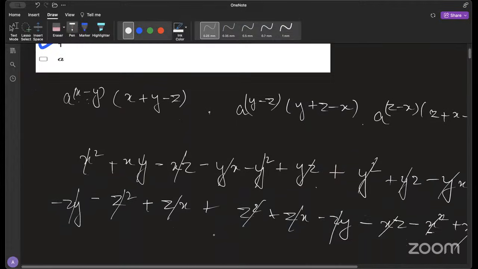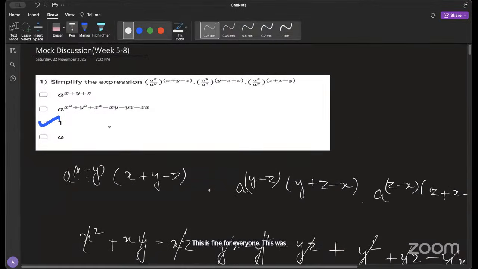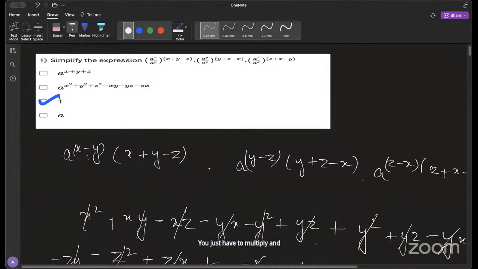This is fine for everyone. This was just a very simple question on exponents. You just have to multiply and add the exponents. That's all.